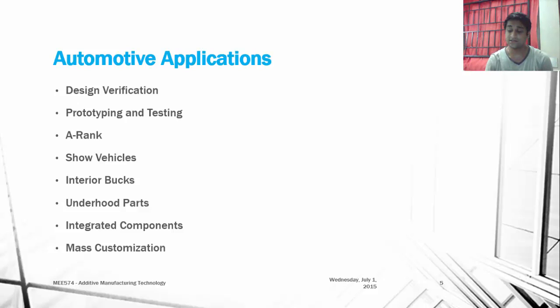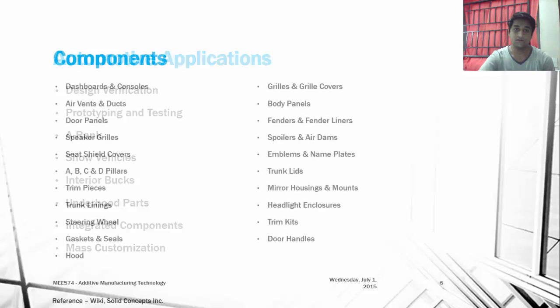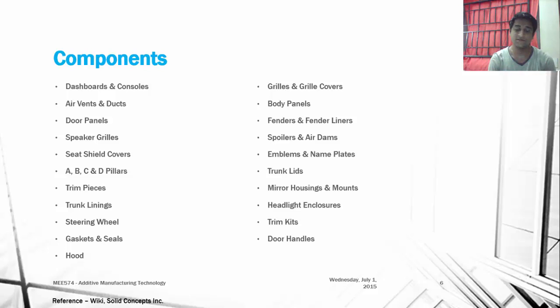Next is mass customization. These are parts or contours which are difficult to process using traditional machining methods. These are usually modifications and customizations, which can be easily obtained using RP methods. These are some of the major components which can be manufactured using RP methods, which, as I already mentioned, are dashboards, consoles, air vents, door panels, grills, A pillars, B pillars, gaskets and seals, emblems, trunk lids, etc.